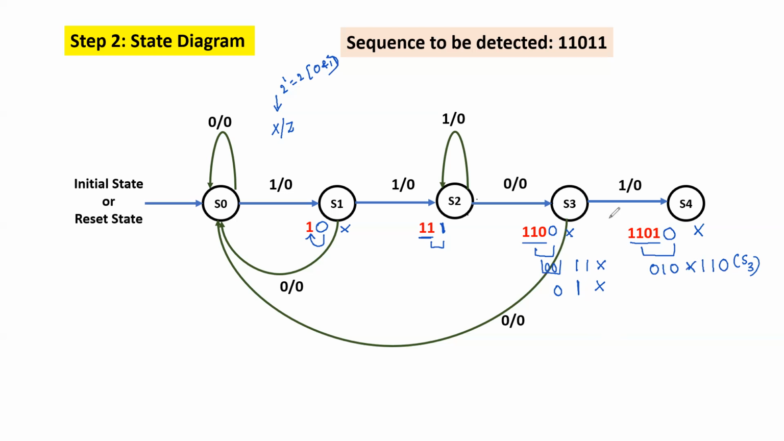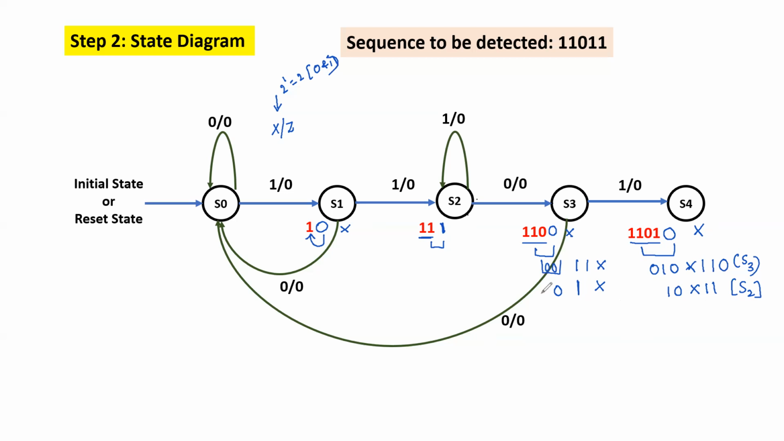Again we should compare with S2. S2 bits are only 1, 1. To compare only 2 bits, we should take the rightmost 2 bits only: 1, 0. So 1, 0 and 1, 1, these two are not matching, so it doesn't go to S2. Next, we should check with S1 now.